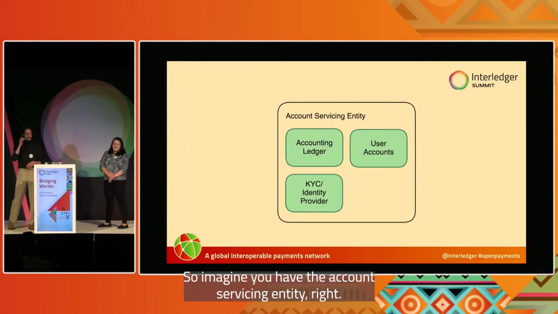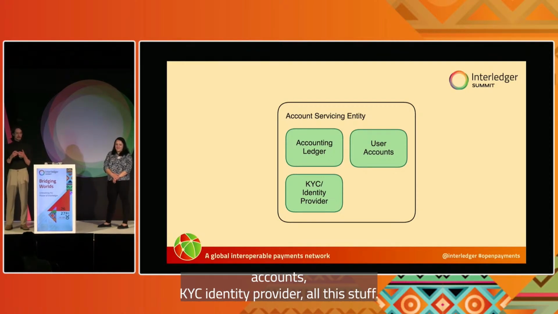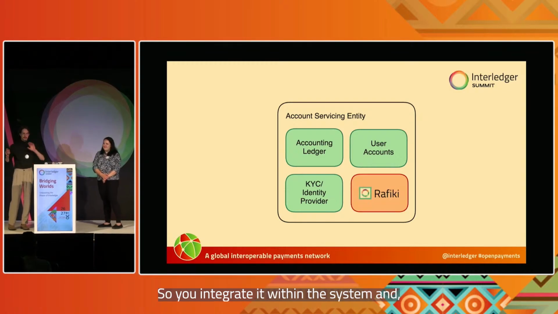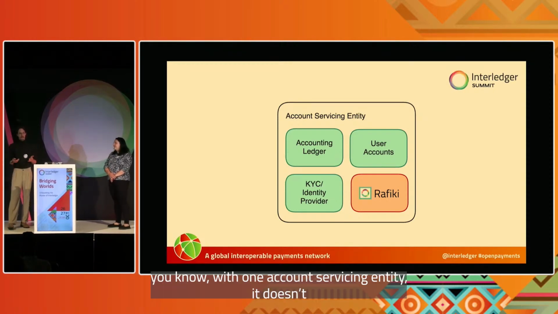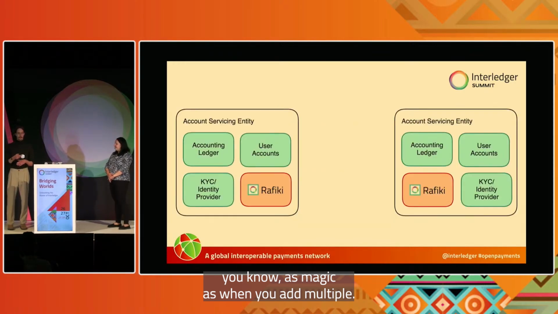So imagine you have an account servicing entity, say a digital wallet. They have normal things like accounting ledgers, user accounts, KYC, and an identity provider. And Rafiki just sits as part of that. You integrate it within the system, and you're Interledger and Open Payments enabled. Of course, with one account servicing entity, it isn't as magic as when you add multiple, right?